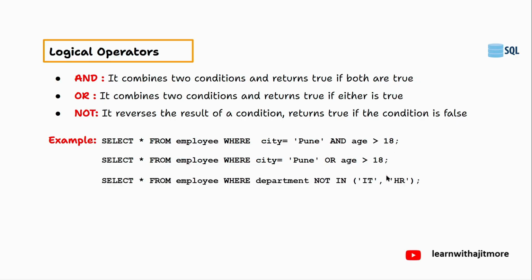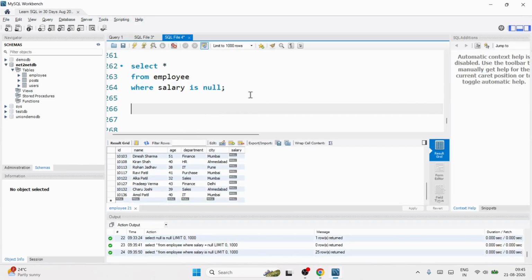Anything will do. Okay? And this will give you all the employees who are not in which department, IT or HR. Again, I'm using the NOT operator, the complement of it. So those employees who are not in IT or HR, so all the employees from departments other than IT and HR. Okay? I'll give the conditions.